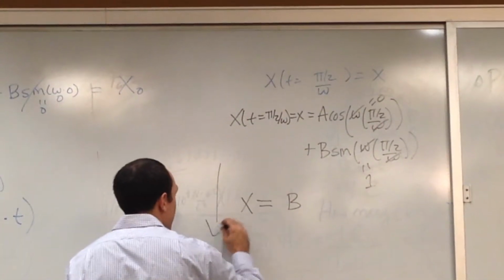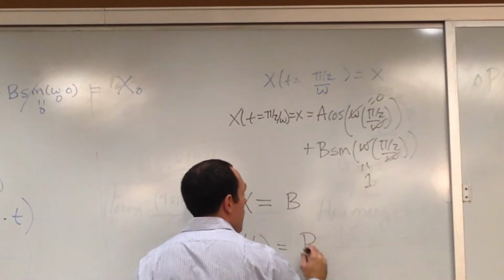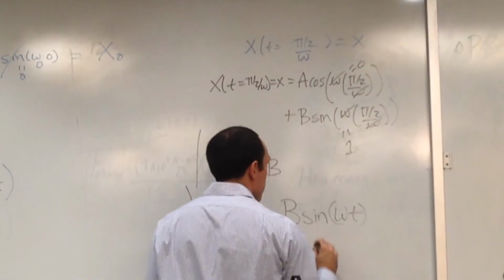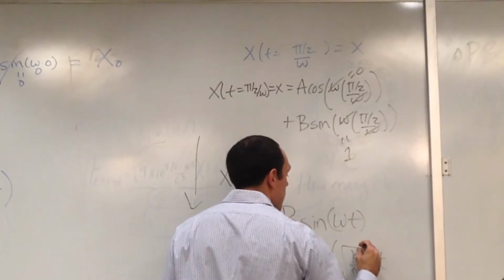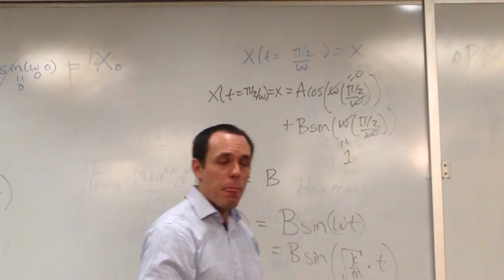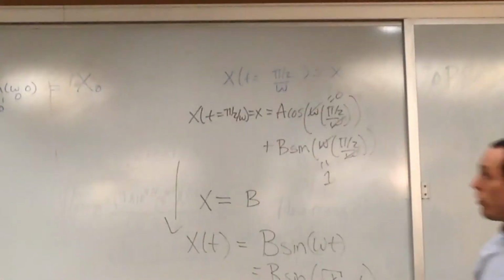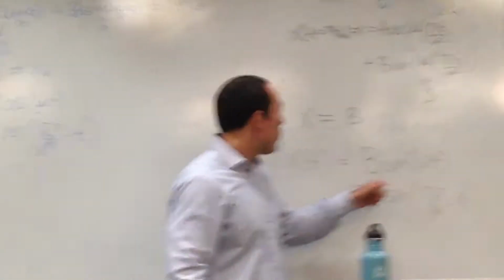And thus, forever now, I could say x at any time is just going to be equal to b sine omega t, where omega for the spring is the square root of k over m, multiplied by time. And that's how you would use the initial conditions of what's given to basically collapse this general equation, which is the general equation of motion for the position of the mass on a spring, to some specific value in which you find a constant.